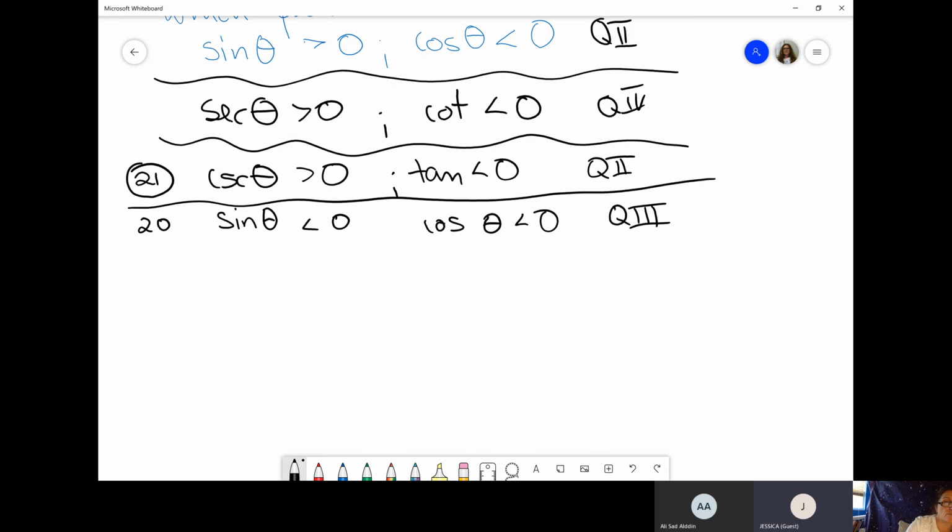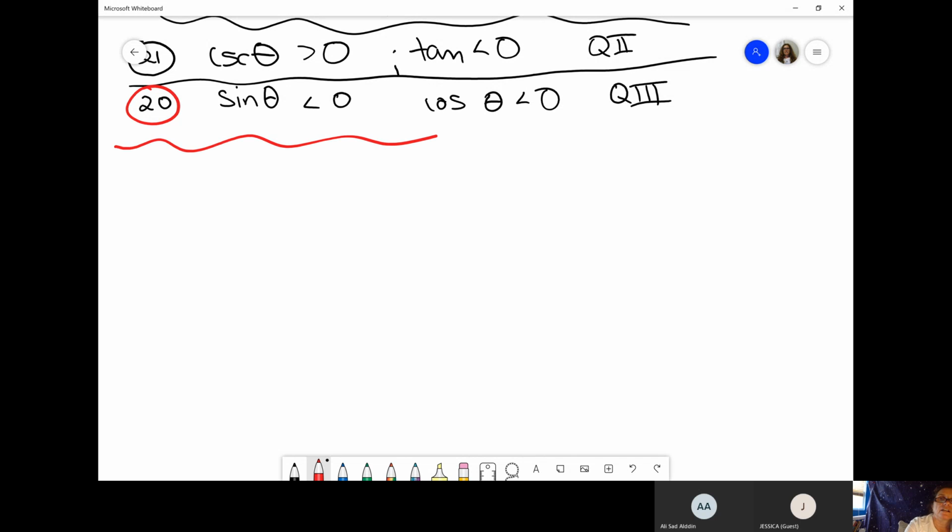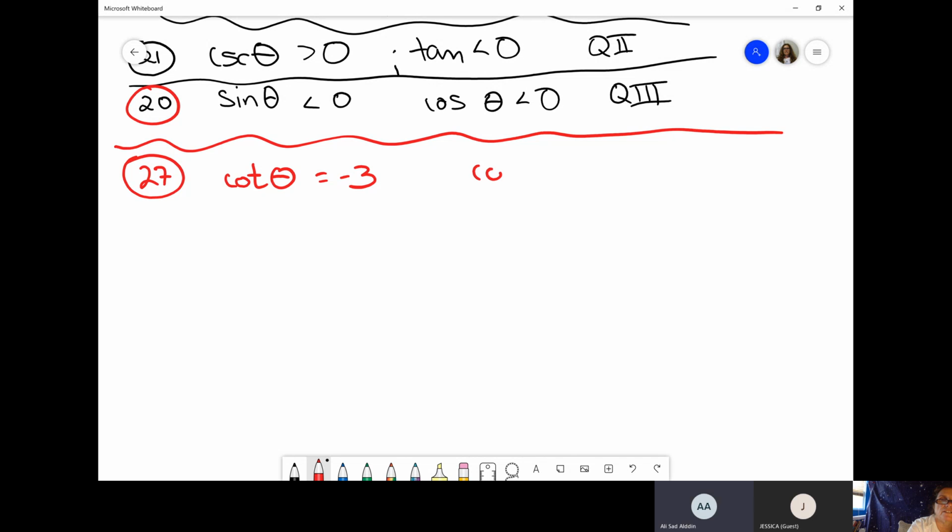That is something you need to look at again. That is so important, because otherwise you do not know the signs of all your trig functions. Let's practice that. In the book, number 27 says find the exact values of the remaining trig functions. The cotangent of theta is -3, and the cosine of theta is greater than 0.